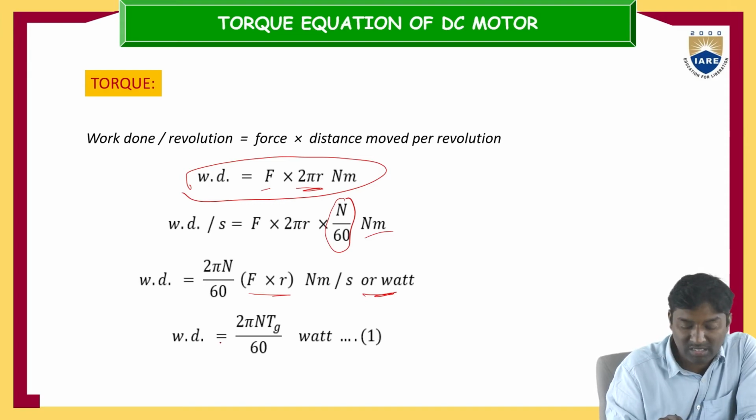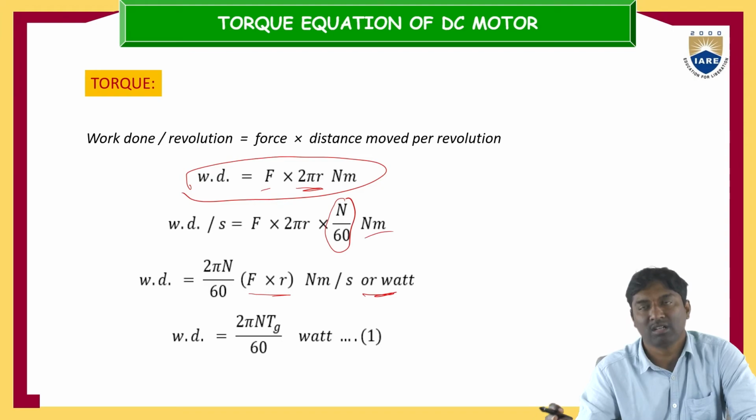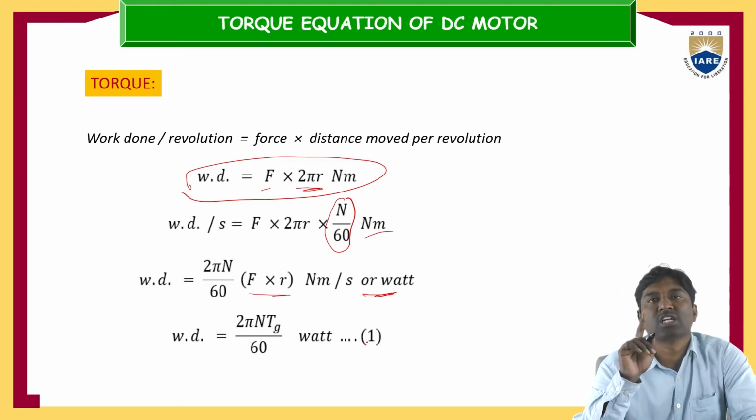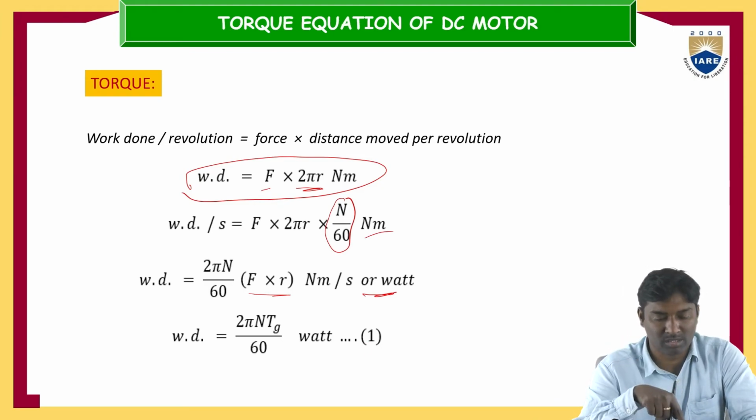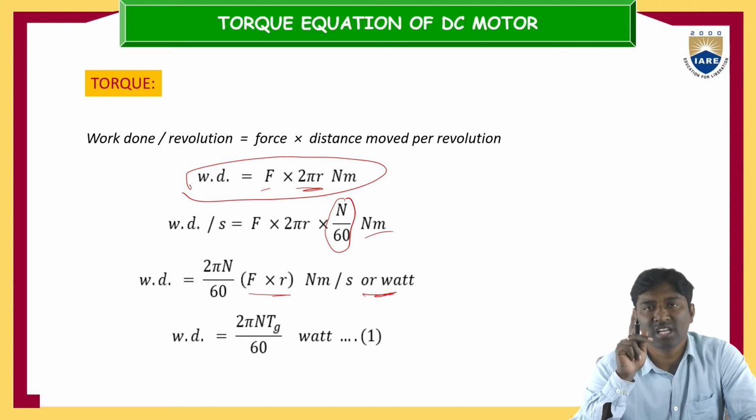So work done is equal to 2 pi n into T suffix G divided by 60. That is the power. This I am calling equation number 1, and you need to remember it: work done is equal to 2 pi n Tg divided by 60.